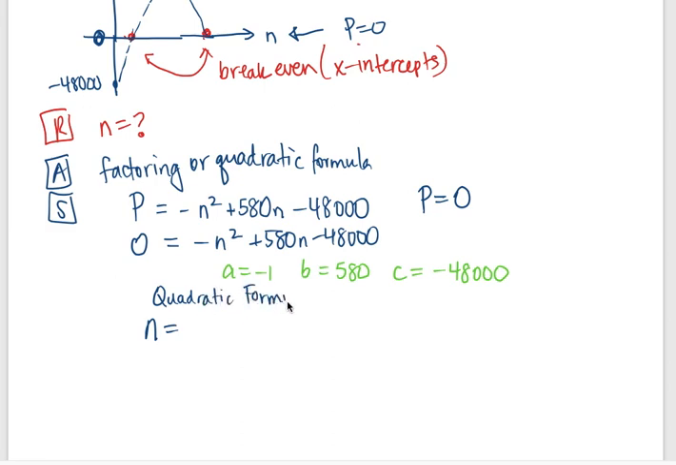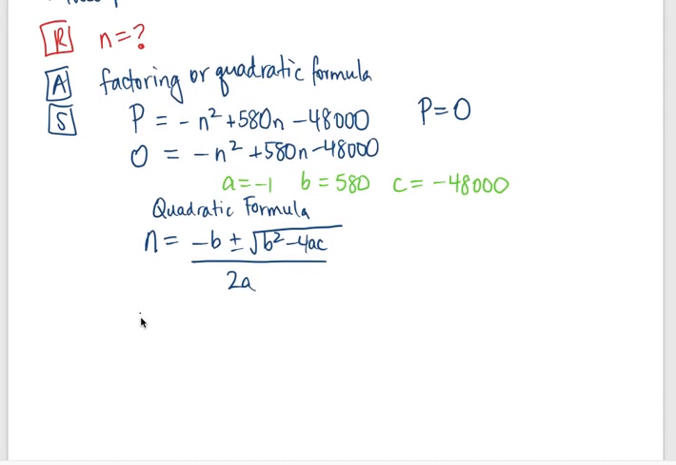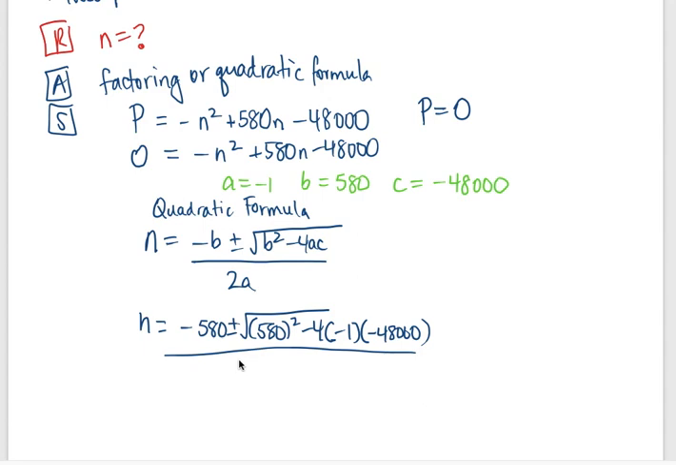Okay, so I'm not trying to find x right now, I'm trying to find n, so I'm just going to call it n equals the quadratic formula. So negative b plus or minus the square root of b squared minus 4ac, and then all over 2a. So negative b is negative 580 plus or minus the square root of 580 squared minus 4 times a times c, all over 2a, 2 times -1.